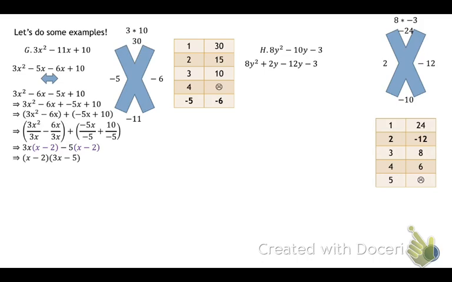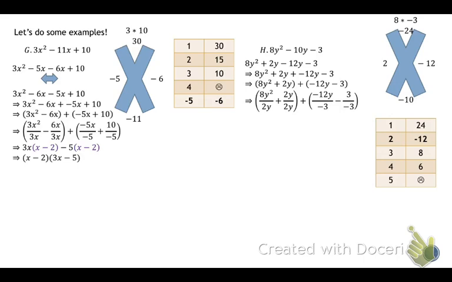Then we can plug them in here. So 8y squared plus 2y minus 12y minus 3. Add that negative, group them, pull out a 2y, pull out a negative 3. So you get 2y, 4y plus 1, negative 3, 4y plus 1. Those are the same. So that's 4y plus 1 and 2y minus 3. Cool? Let's do this one.